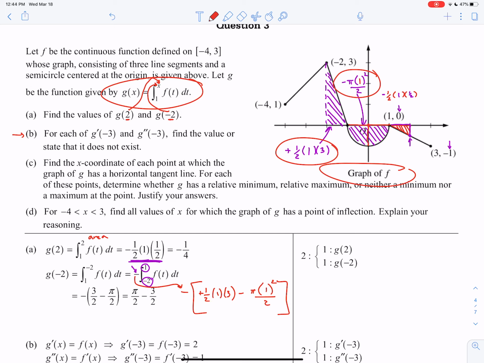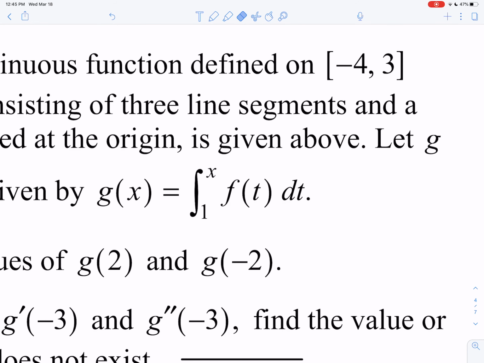Let's move on to part B. Part B, they start introducing g prime and g double prime, okay? So if you guys know that g of x is the integral of f from 1 to x, then g prime, you would have to take the derivative of that integral, which is just f of x. When you take the derivative of an integral, you just get the function, okay?